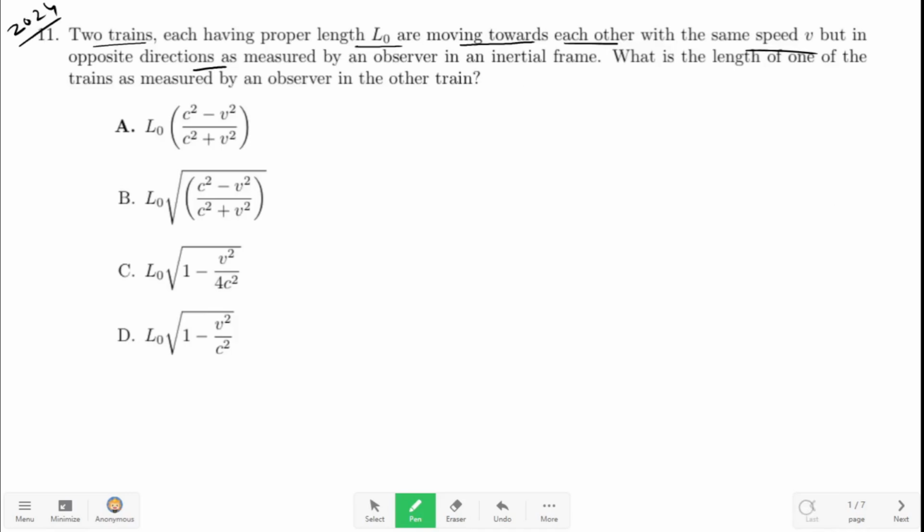Now what is the question? The question is, what is the length of one of the trains as measured by an observer in the other train? So we have to find either LAB, length of the train A with respect to B, or length of B with respect to A. We have to find this out. We can use the length contraction formula to find this out.